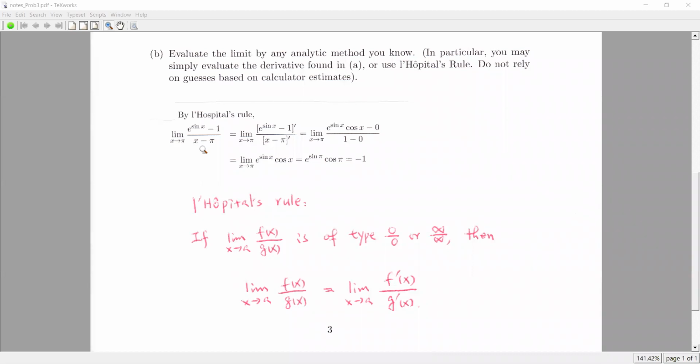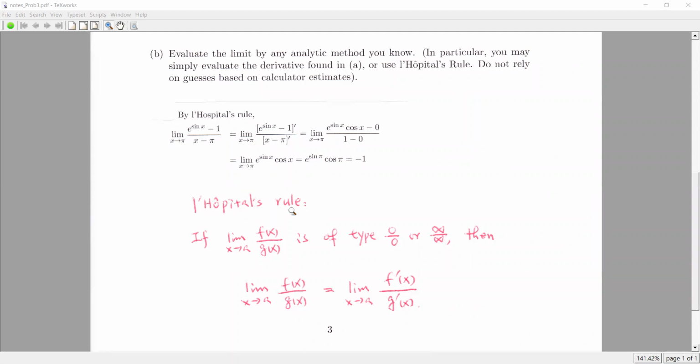Now, direct substitution. I plug in pi in x. By a calculator, I have 0 over 0. So direct substitution cannot determine this limit. Because the indeterminate type is 0 over 0, I can use L'Hopital's rule.